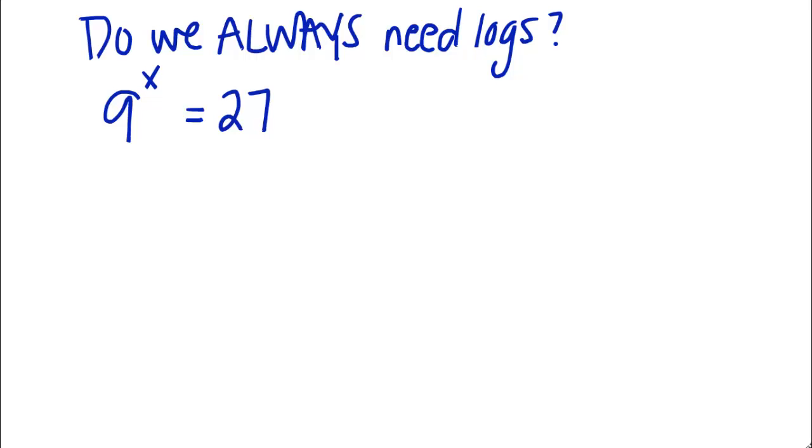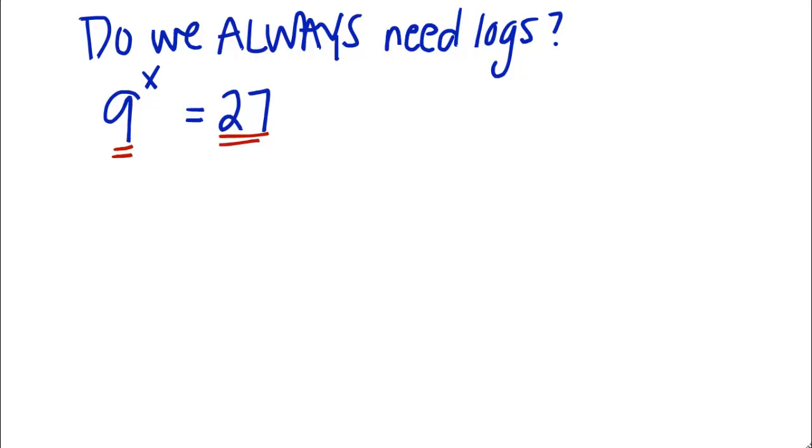Let's do one more example. Here we have a question: do we always need to use logs if we have an exponential equation? And the answer is no. You've actually solved some exponential equations already, just based on thinking about perfect powers. We have here 9 to the x equals 27. And if you think about what kind of number x would be, 9 to the 1 is 9, 9 to the 2 is 81, so it's not going to be a whole number.